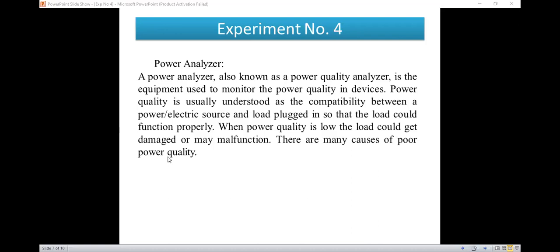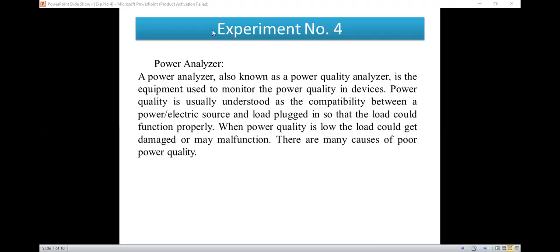Okay, power quality is the important part in case of a power system. That means if the power quality is not good, at that situation there is a huge loss to the industry or consumer. A small disturbance like a power sag, or sometimes an interruption, is there.